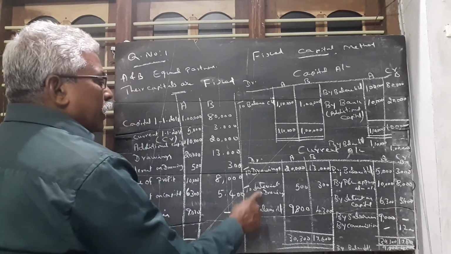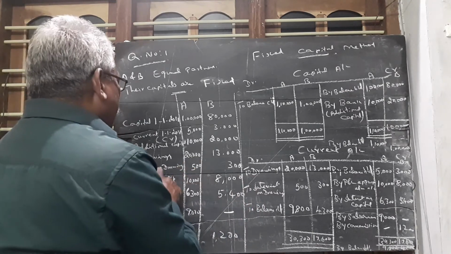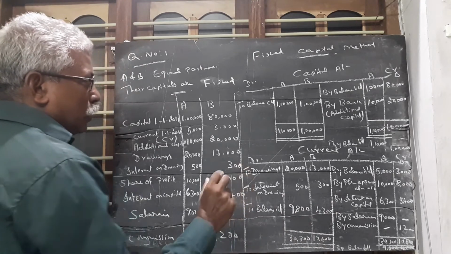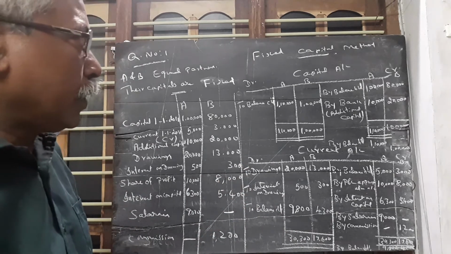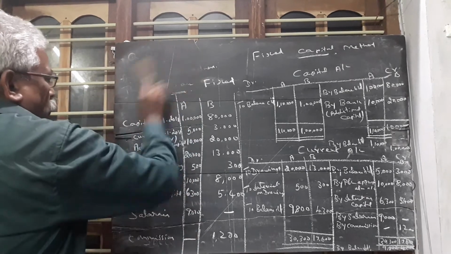Then drawings and interest on drawings come in the debit side. Drawings and interest on drawings are entered. Then we close the account. This is the procedure for the fixed capital method. Then we do another problem. Question number 2.